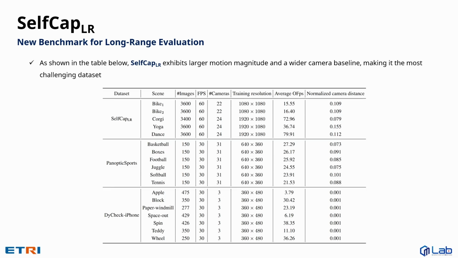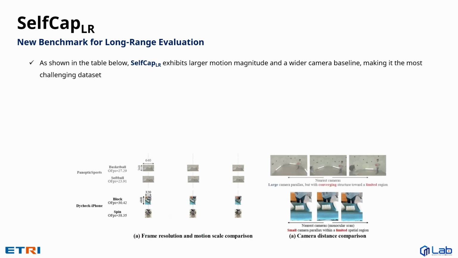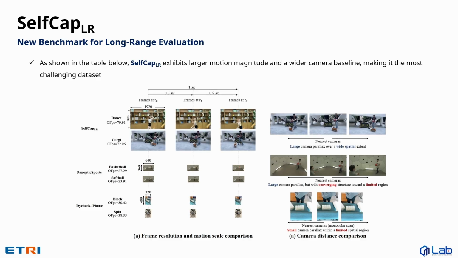For long-range evaluation, we newly composed self-cap LR based on the original self-cap dataset. As shown in the table, self-cap LR exhibits larger motion magnitude and a wider camera baseline than existing benchmarks. This makes it a more challenging benchmark for long-range 4D reconstruction. This figure illustrates the characteristics of our newly composed self-cap LR more clearly. Compared with previous benchmarks, it contains both larger motion and wider camera spacing. Therefore, it provides a more realistic and challenging setting for long-range evaluation.